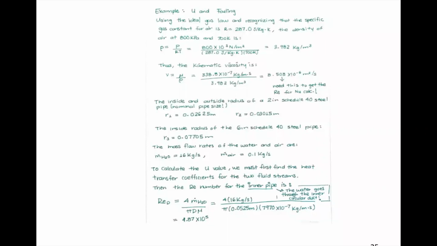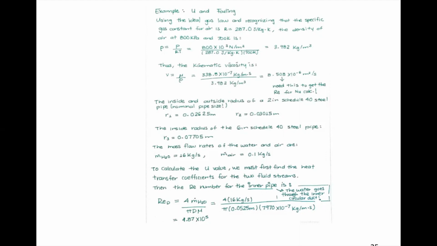So using the ideal gas law and recognizing the specific gas constant of air, the density of the air at 800 kilopascal and 700 kelvins is P over RT. And then the kinematic viscosity is the absolute viscosity divided by the density I calculated with the ideal gas law. Why? Well, we need this to get the Reynolds number, and with the Reynolds get the Nusselt. Why do we need the Nusselt? Because we need to calculate all the convective heat transfer coefficients that are not given.